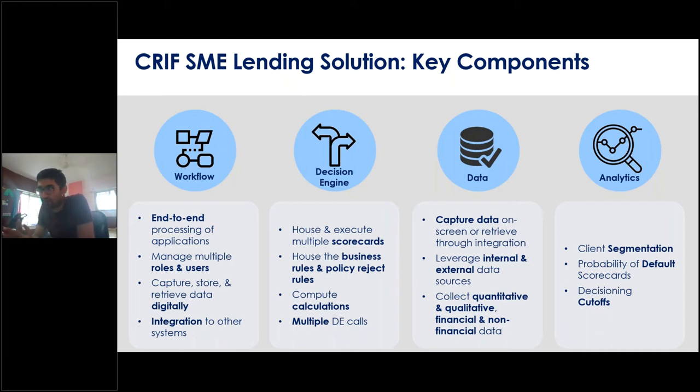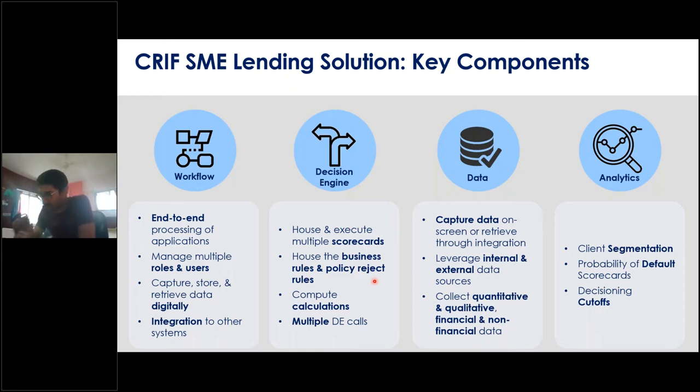Once the workflow is taken care of, you move to the decision engine, where you need to have a central brain, which is a system, to manage all your policies and all your scorecards at an enterprise level, which covers not only your underwriting but also your customer management. It should have the capability of housing and executing multiple scorecards. It should house all the business rules and the policy reject rules. It has to be together. And then it needs to compute everything and give back decisions. It has the ability to make multiple decision-making calls.